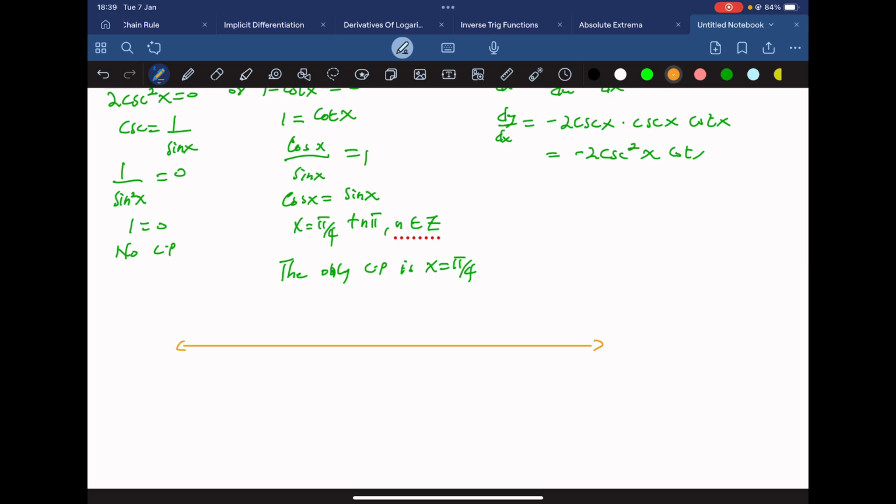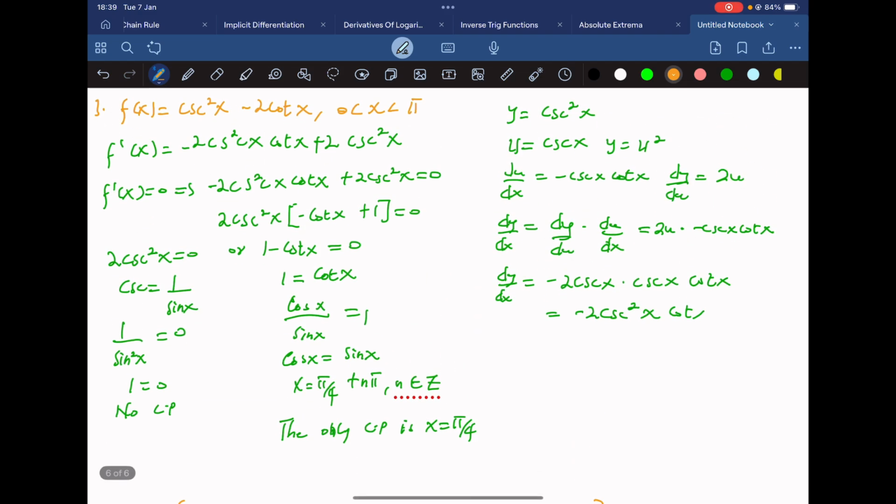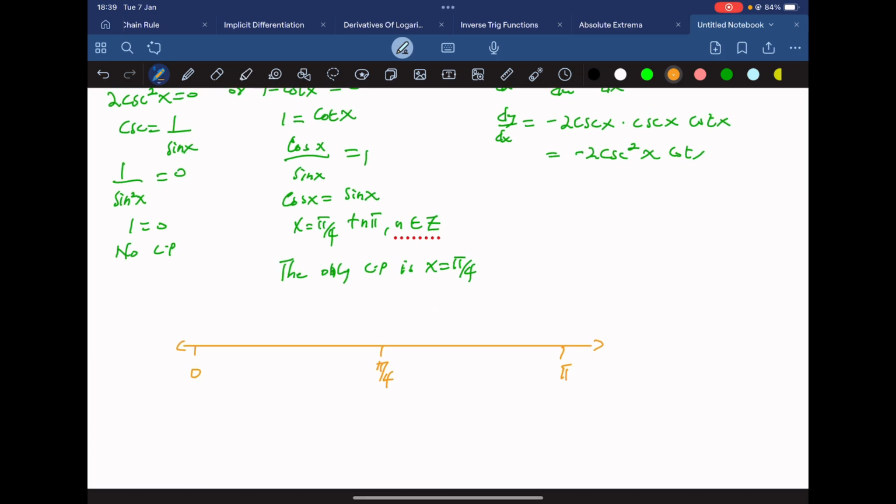So using the critical point that we got, we had pi over 4 here. Remember, the range given was between 0 and pi, so this is from 0 to pi. So we have to find f prime. Now between 0 and pi, which one can we use? We can pick pi over 6. So between 0 and pi over 4, there is pi over 6 somewhere here. So now let's evaluate this.